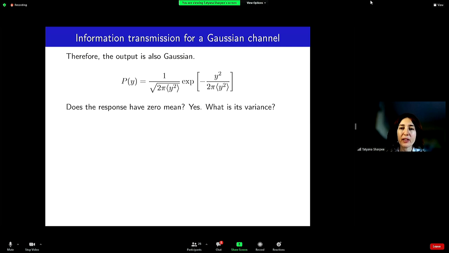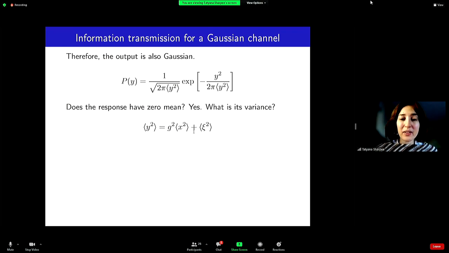But the variance of the signal, I wrote it in a schematic form because we know it's a Gaussian, it has to have this form. But we can compute it, and it's the average of g squared x squared plus the variance of the noise.